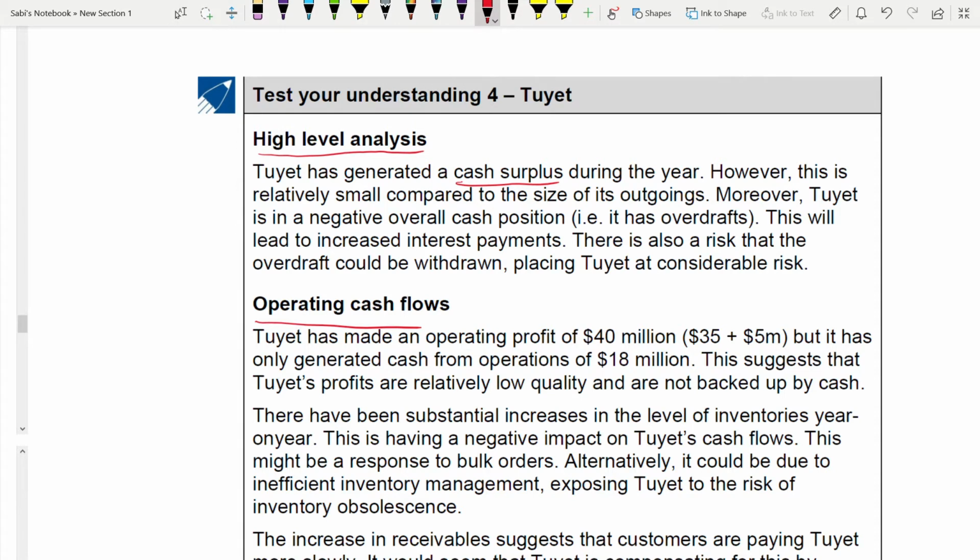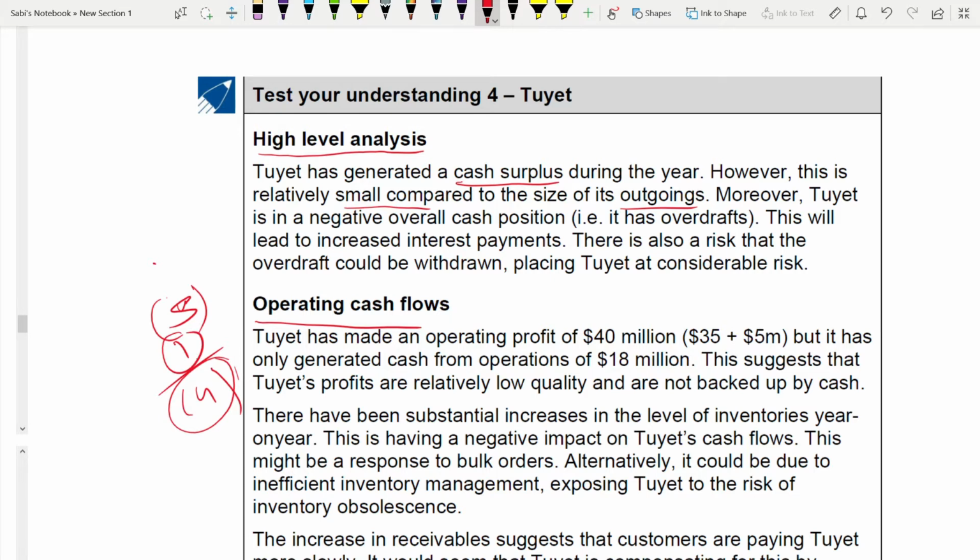But if you see, this surplus is just 1, very small compared to the size of the outgoings. That means your cash outflow is more than your inflow. That's why at the end also you are having a negative. If you see the opening balance is 5, and it's increased by 1, so it's only 4. It's still in outflow. Even after that increase of 1, your cash flow at the end of the year is -4. It's not positive. That means this is very small compared to your opening balance.